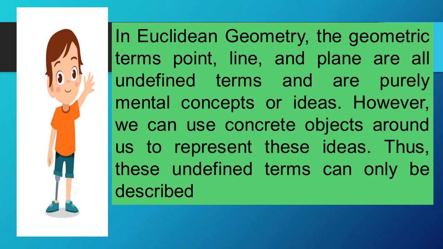In geometry, the geometric terms point, line, and plane are all undefined terms and are purely mental concepts or ideas. However, we can use concrete objects around us to represent these ideas. Thus, these undefined terms can only be described. There are no exact definitions for point, line, and plane. Hence, we can only describe them accordingly.